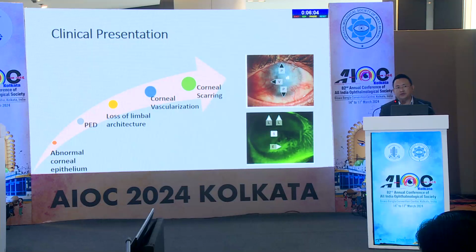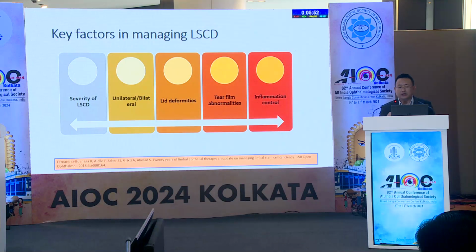When we do the impression cytology, you can see goblet cells over the cornea. This is one of the things we can use to identify limbal stem cell deficiency in partial or minimal cases. The key factors in managing limbal stem cell deficiency depend upon the severity of the deficiency, laterality, whether it is unilateral or bilateral, whether there are any lid and adnexal deformities, tear film abnormalities, and also whether the inflammation is controlled or not.